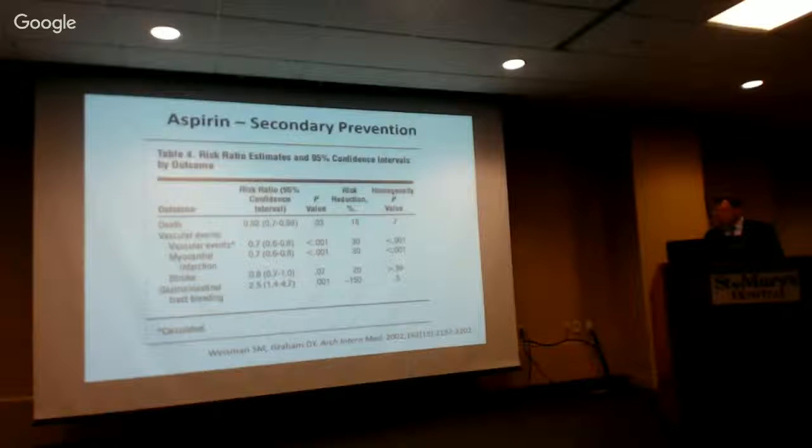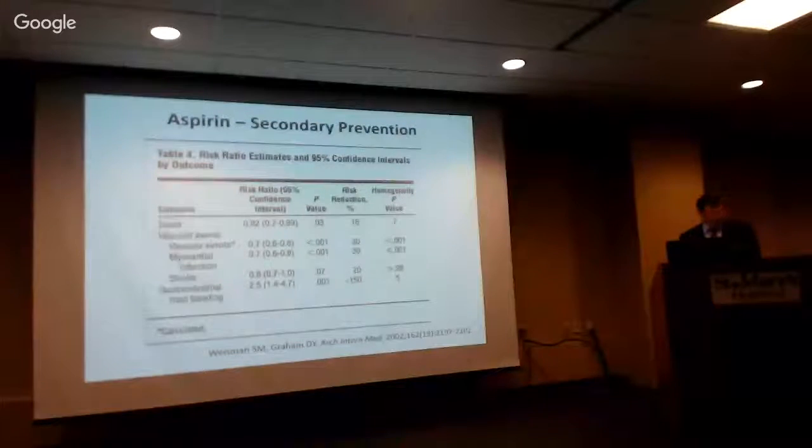But the other problem with it, if you look at this one, GI tract bleeding, you get a 2.5-fold increase of GI bleeding by aspirin. So there's a trade-off there. You decrease ischemic events, but you increase bleeding, especially GI bleeding.